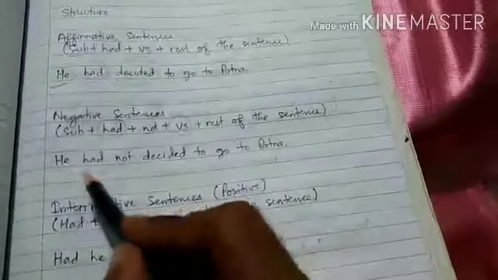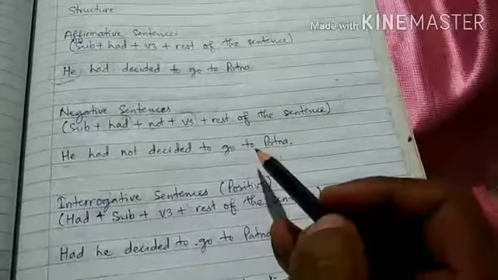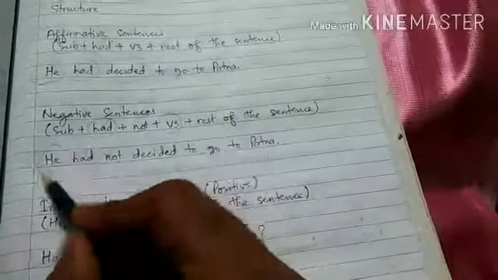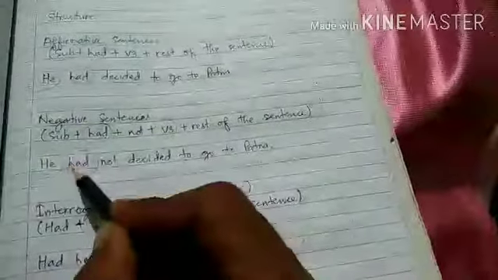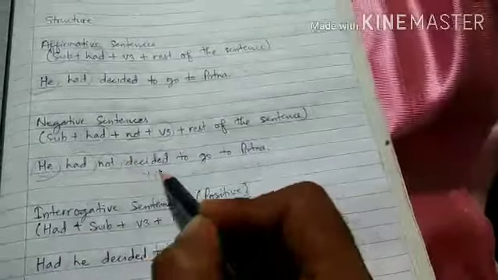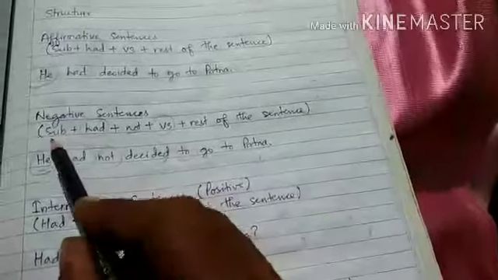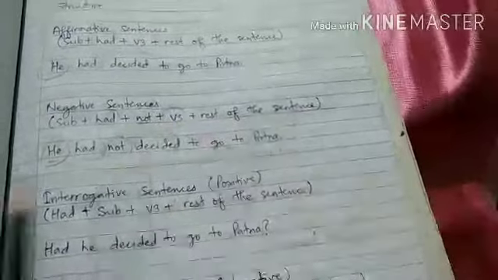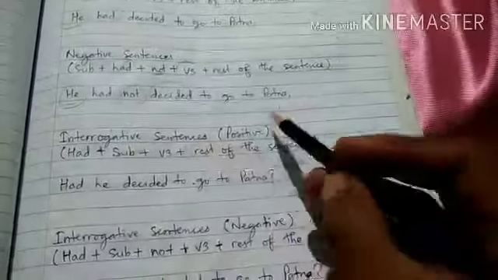Like, he had not decided to go to Patna. The same sentence I have changed into negative. Subject plus had, auxiliary verb, plus not plus B3 plus rest of the sentence. See the structure here: subject plus had plus not plus B3 plus rest of the sentence. Now interrogative sentences, but positive.